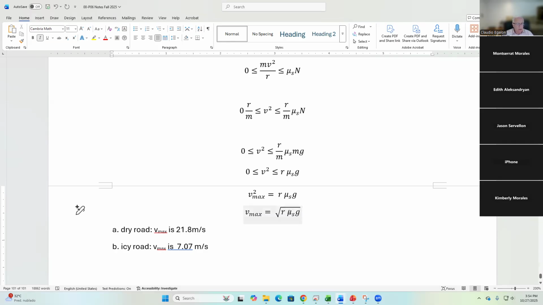51, you have to put 51 here. Whatever value for the coefficient of static friction, here we have 10 meters per second squared times meter squared per second squared. The coefficient of static friction has no unit whatsoever, right? So we can see that this problem is consistent in terms of units.